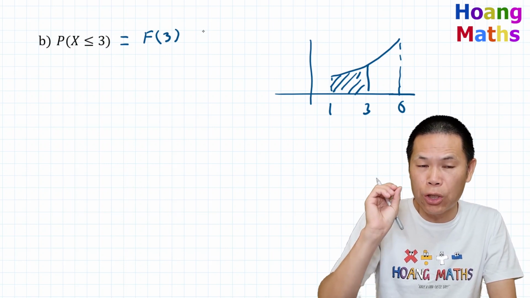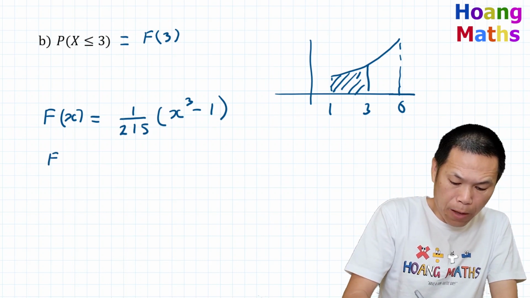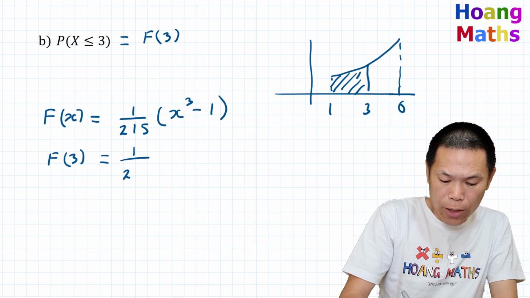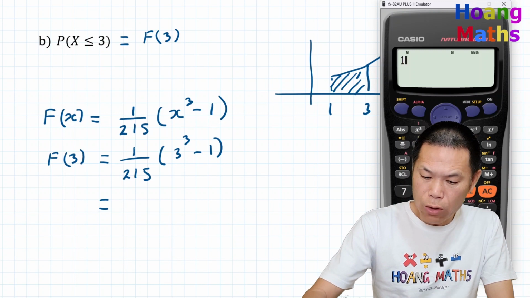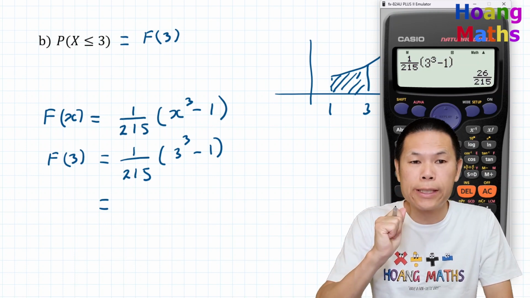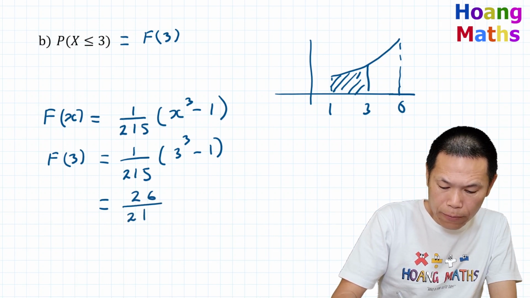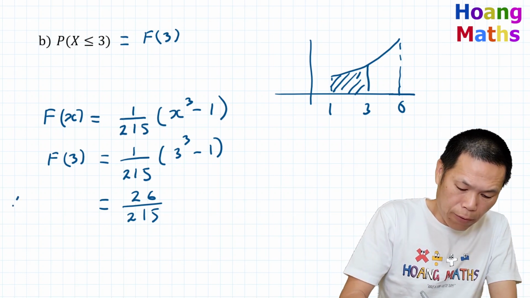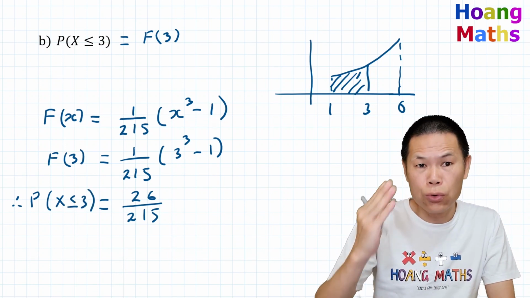We already worked out the cumulative distribution function, so let me paste it here. We just need to work out F of 3. So 1 over 215, that is 3 to the power 3 minus 1. So that is equal to 1 over 215 times (3 to the power 3 minus 1). There you go, 26 over 215. So that's it. Therefore, the probability that X is less than or equal to 3 is equal to 26 over 215.